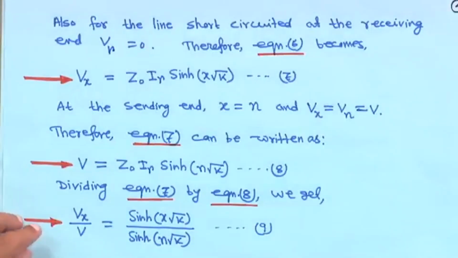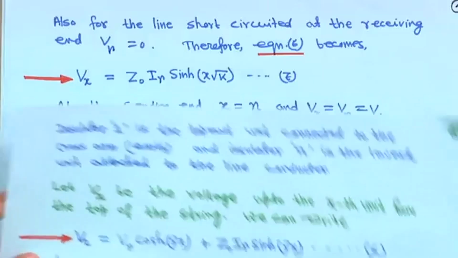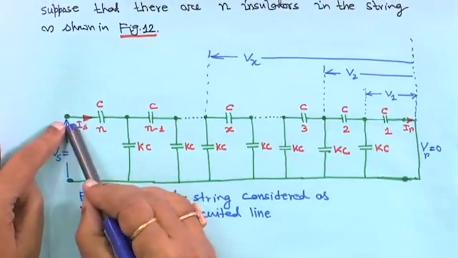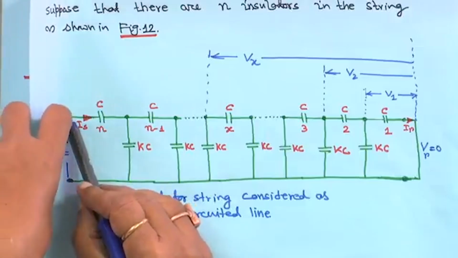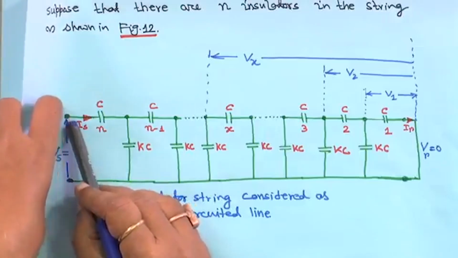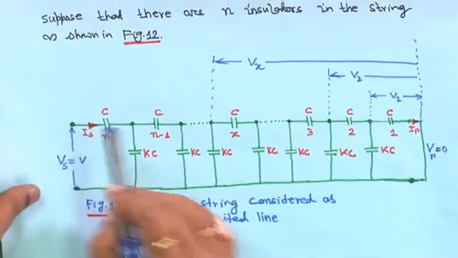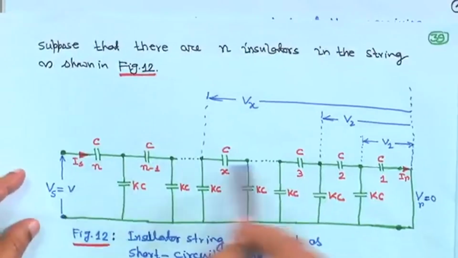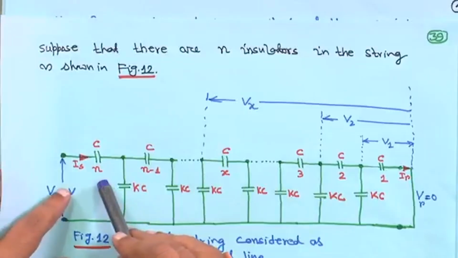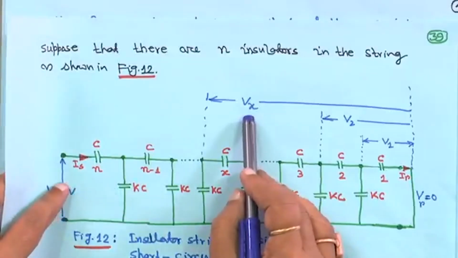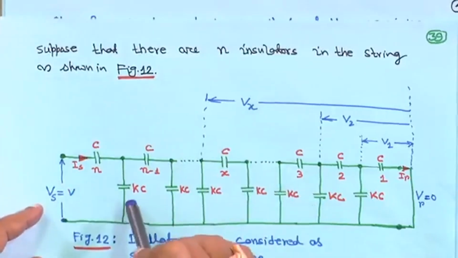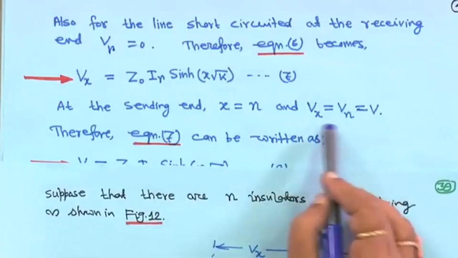Therefore, at the sending end x is equal to n. Look at the diagram, at the sending end, I mean this one, the same way as at the transmission line at the end x is equal to L. So here also, at the sending end x is equal to n, because it is n number of discs. So x is a number, not a length here.